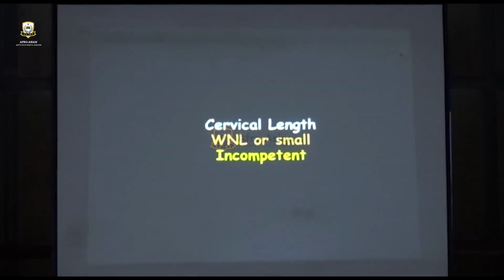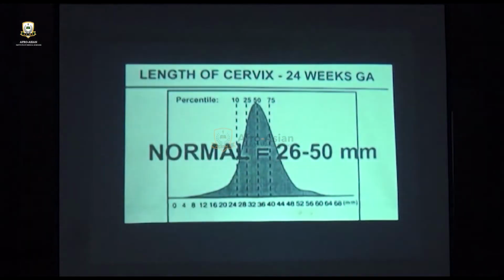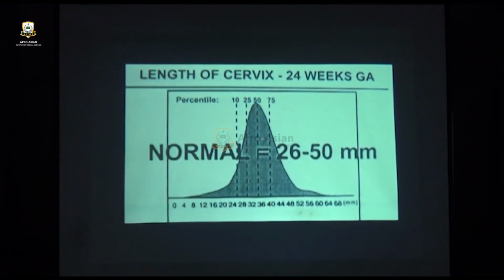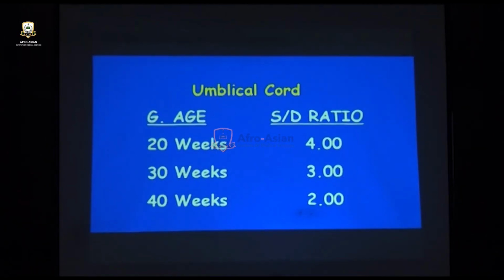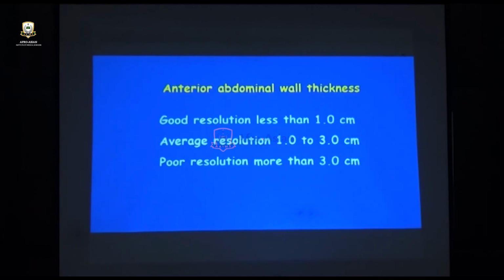Cervical length within normal limits or small, incompetent. I'll just show you this slide. The cutoff point is 2.6. According to the FIGO, it's 2.5. Doesn't matter. It's just a point difference, but that's what we take. I'll skip the top proportion because of the time constraint. I'll just come to the last few slides because of the time constraint.